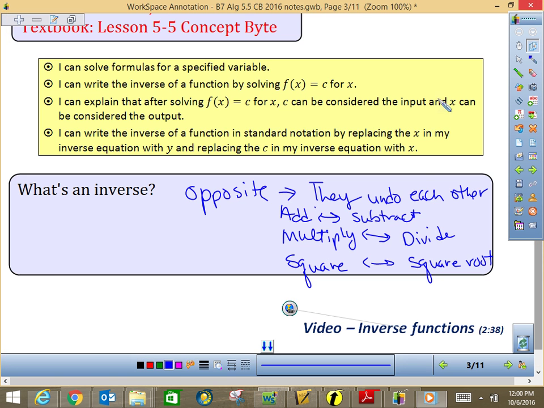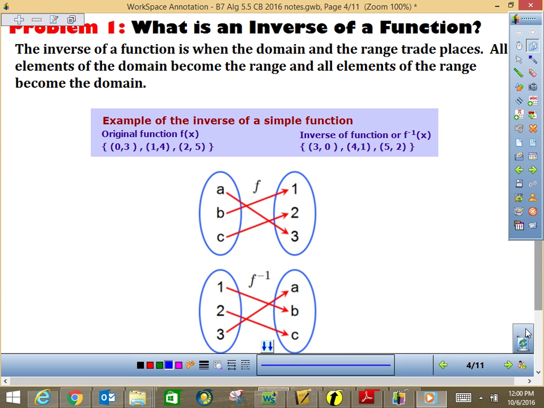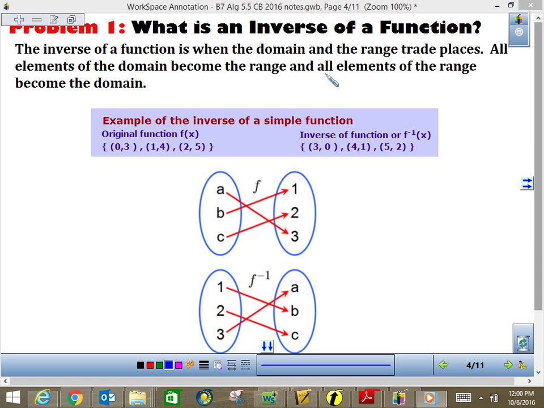So this is really important as we start looking at this. So what is an inverse function? Inverse function is when the domain and the range trade places. All elements of the domain become part of the range, and all elements of the range become the domain. So if we have this function f of x where we have 0, 3, 1, 4, 2, 5. So we're going to start with our original function with that 0, 1, and 2 are our domain. The inverse is when we flip those around, right? So now it's 3, 0, 4, 1, 5, 2.